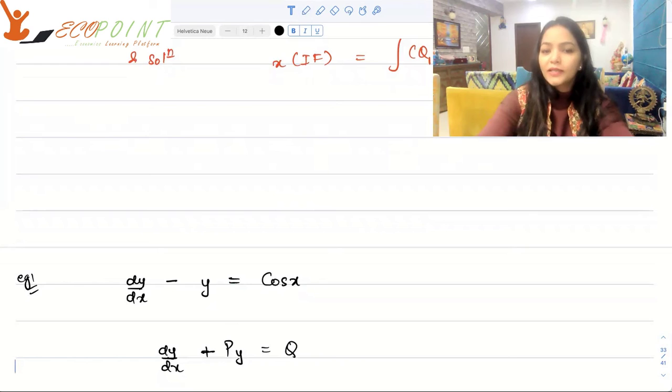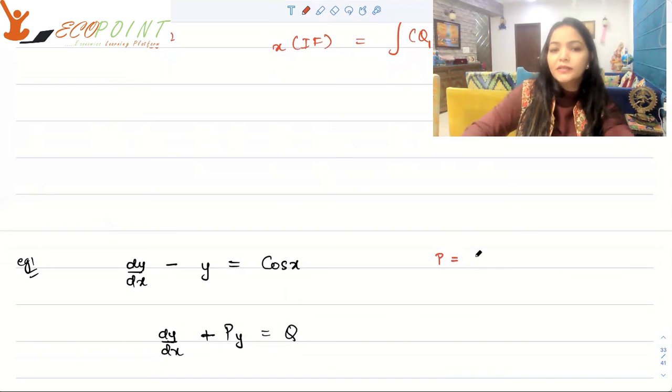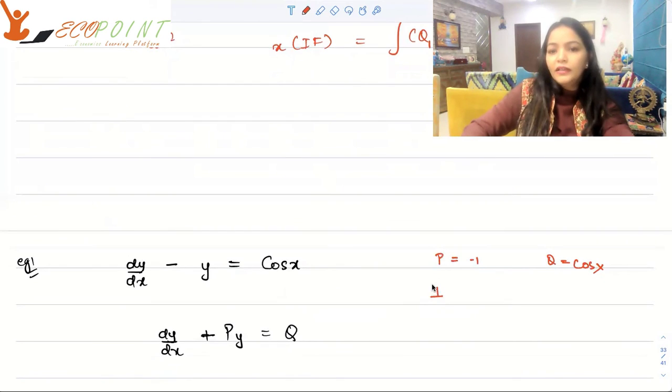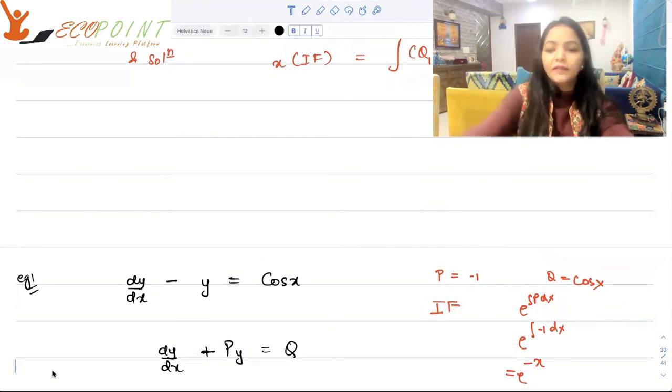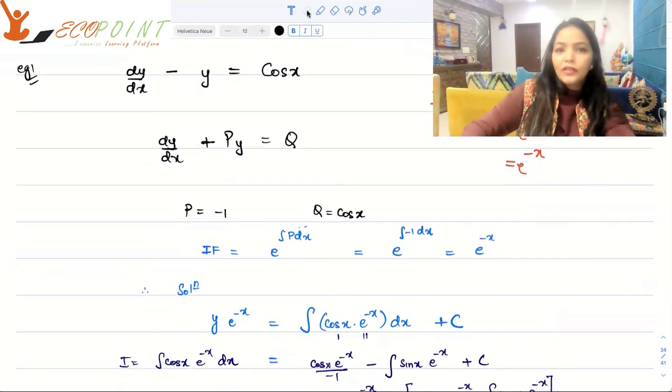Dy by dx minus y equals to cos x. So clearly, first of all, you identify your p. P is minus 1 and q is cos x. Now your integrating factor is e to the power integral p dx. So it's e to the power integral minus 1 dx, so it will be just e to the power minus x. So that's your integrating factor, e to the power minus x.